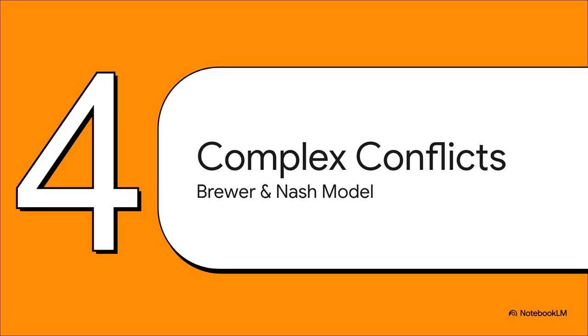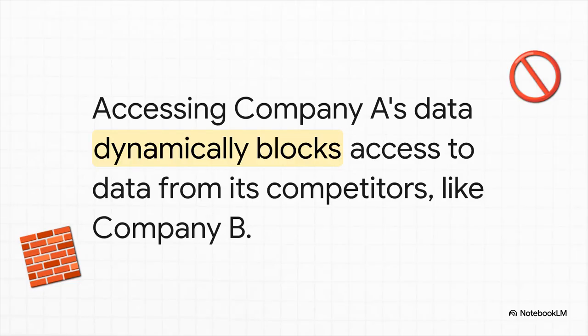Okay, Section 4, Handling Complex Conflicts. This is the Brewer and Nash model, or the Chinese wall. And this tackles a really modern problem. Think about fields like finance or law. You absolutely have to prevent conflicts of interest. So how do you stop a consultant who's working for, say, Company A from even looking at sensitive files related to Company B, who happens to be a direct competitor? Well, that's where the Brewer and Nash model comes in, famously known as the Chinese wall.